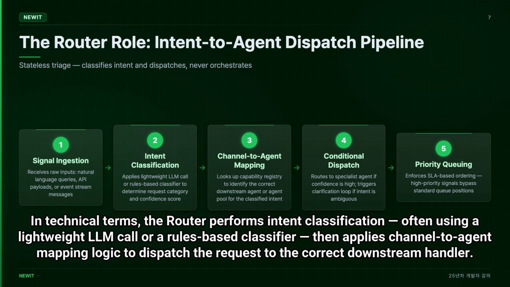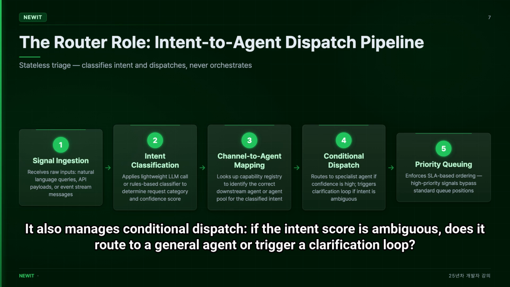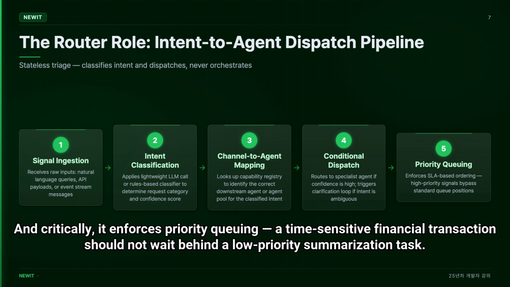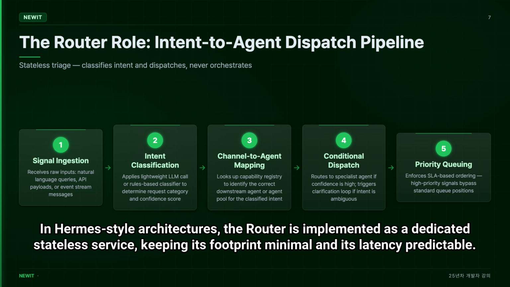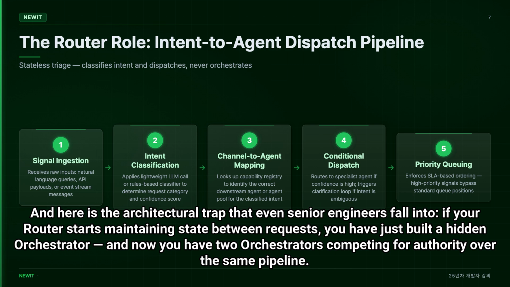In technical terms, the router performs intent classification, often using a lightweight LLM call or a rules-based classifier, then applies channel-to-agent mapping logic to dispatch the request to the correct downstream handler. It also manages conditional dispatch. If the intent score is ambiguous, does it route to a general agent or trigger a clarification loop? And critically, it enforces priority queuing. A time-sensitive financial transaction should not wait behind a low-priority summarization task. In Hermes-style architectures, the router is implemented as a dedicated stateless service, keeping its footprint minimal and its latency predictable. And here is the architectural trap that even senior engineers fall into. If your router starts maintaining state between requests, you have just built a hidden orchestrator, and now you have two orchestrators competing for authority over the same pipeline.